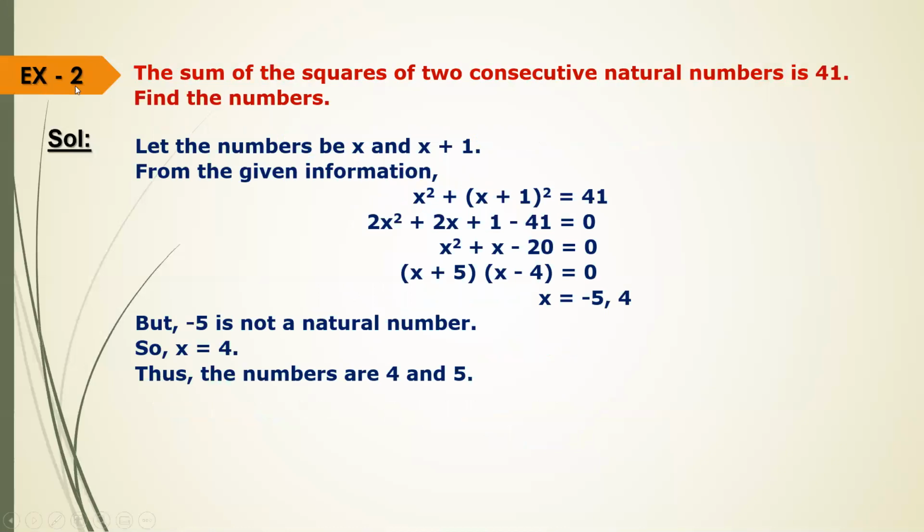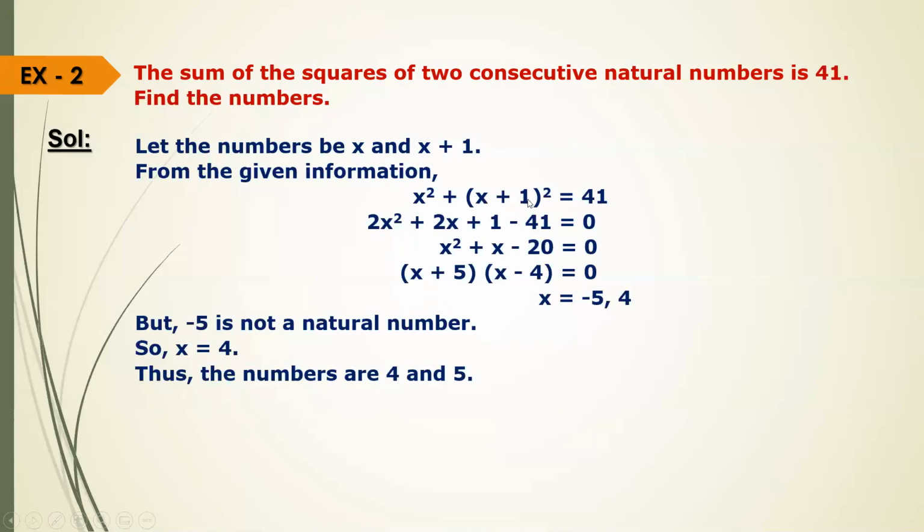Here it is given the sum of the squares of two consecutive natural numbers. Here in the question they are consecutive, only natural numbers will be accepted in the final answer. And we have to take the squares of the consecutive numbers. Again, just like the previous example, we will take the numbers as x and x plus 1. Now in the question it is written sum of the squares, so it will become x square plus x plus 1 whole square is equal to 41.